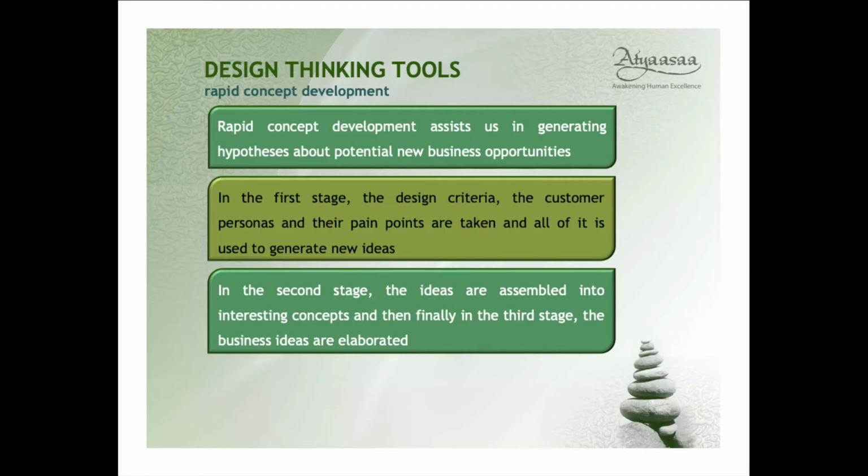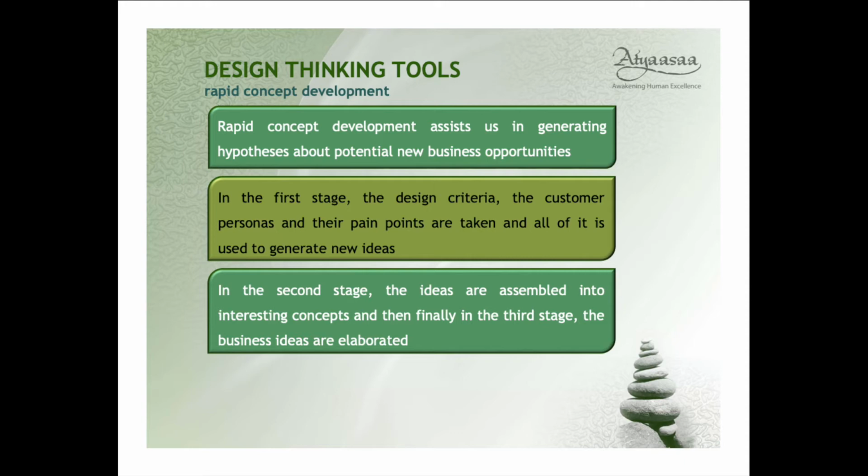How do you build a prototype? For instance, we talked about various tools. Rapid concept development is one of those, where you have a proof of concept. Rapid concept development assists us in generating a hypothesis about the potential new business opportunities. Normally, this hypothesis is good for a business model. In the first stage, the design criteria, the customer personas, and all the pain points are taken into account and the new ideas are generated.